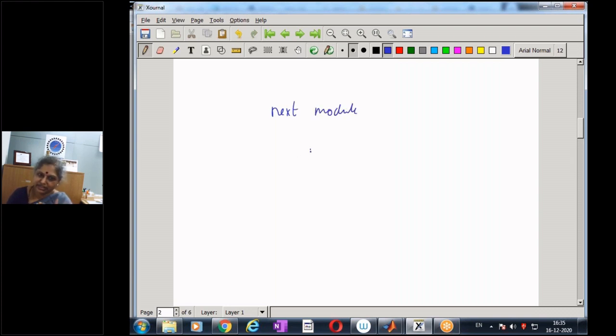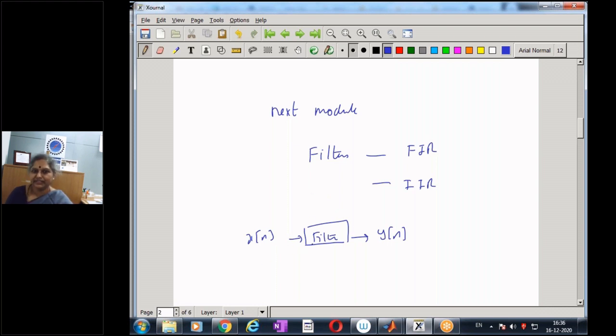Now, in the next module, what we shall see is the design of filters. We shall start off with the design of FIR filters, and later on we'll take up the design of IIR filters. So we take these signals x[n], pass them through a filter, and then observe the output y[n]. So today we have seen a noisy sine wave, and we shall design our filter, take this noisy sine wave through the filter and see the filtered output.